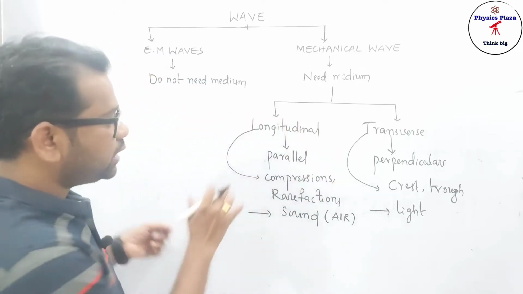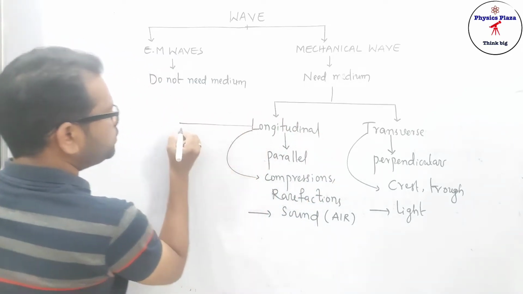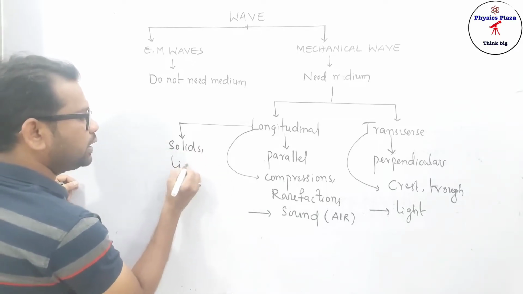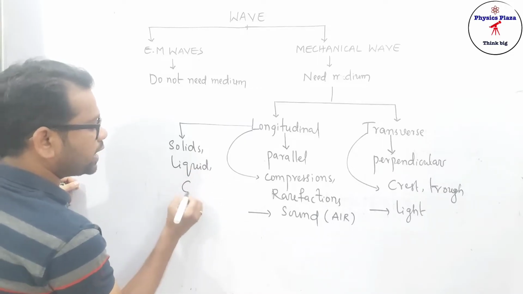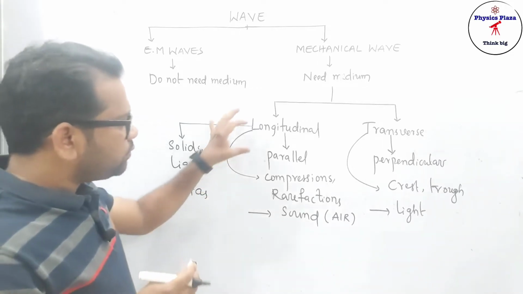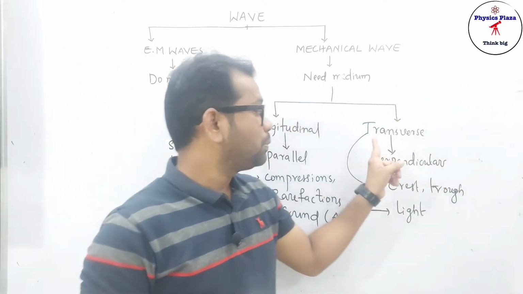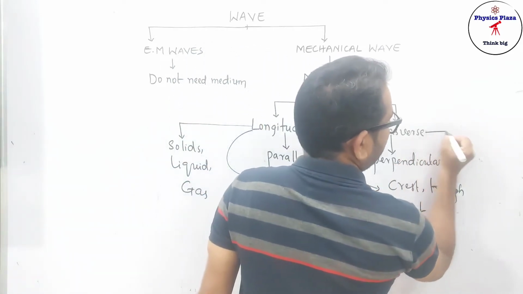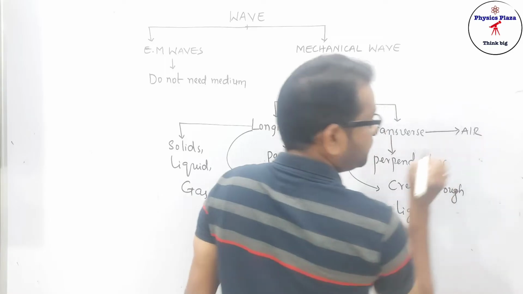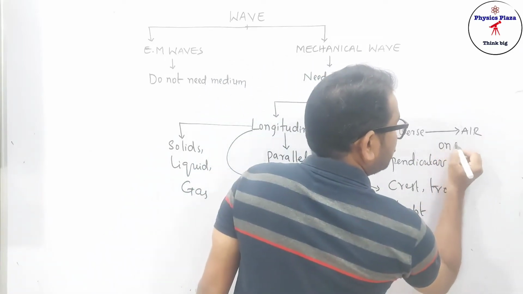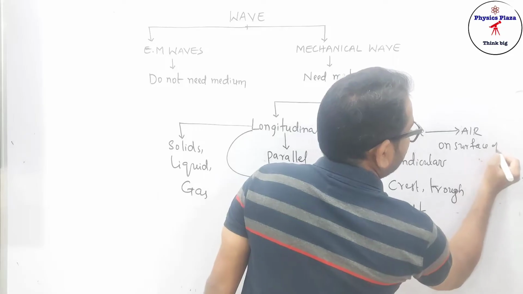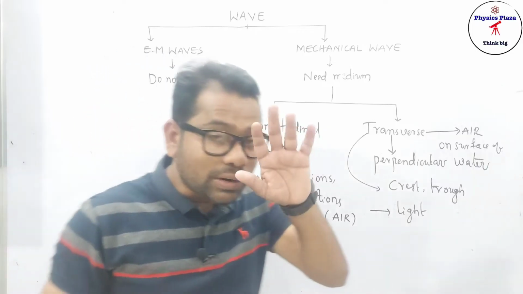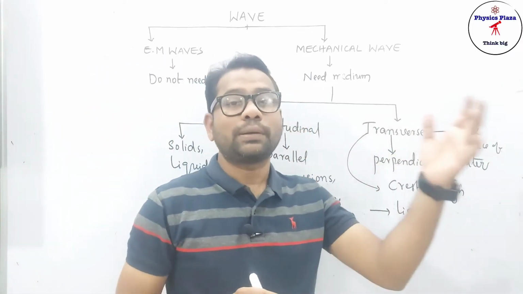And one more important point regarding longitudinal waves: longitudinal waves can travel through solids, very important, liquids, and even gases. Longitudinal waves can propagate through all types of medium. But transverse waves are not like that. They are very special, right? Transverse waves can travel through air, yes, as light is passing, and on the surface of liquids. I can say on the surface of water only. Only on the surface of a liquid can transverse waves be produced.